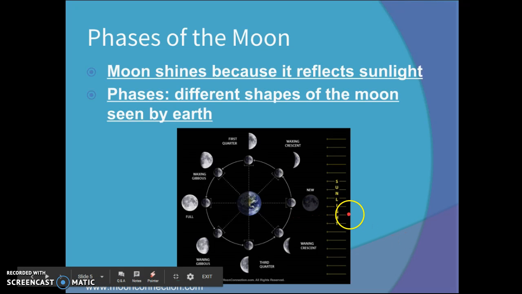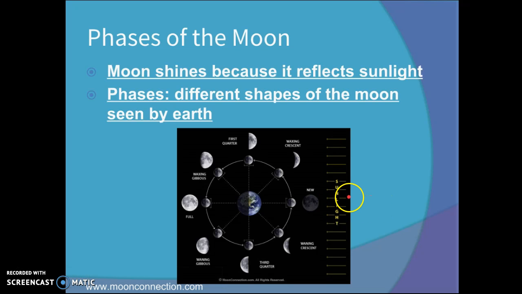If we look at this diagram, we can see a new moon is when the sun's directly behind the moon, shining on the side that we can't see. So you can see the side that's facing Earth is in darkness. The opposite side is completely in light because it's facing the sun. And as the moon slowly revolves counterclockwise, we start to see a sliver of the lighted part on the right-hand side of the moon. That's what we call a waxing crescent, when it's starting to grow.